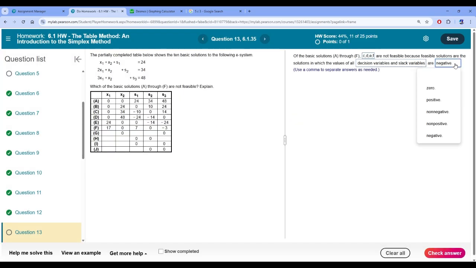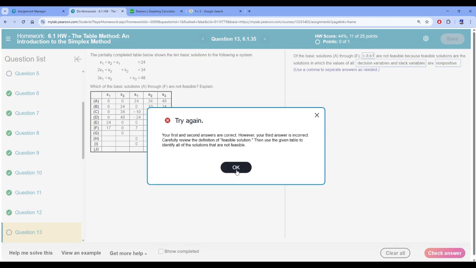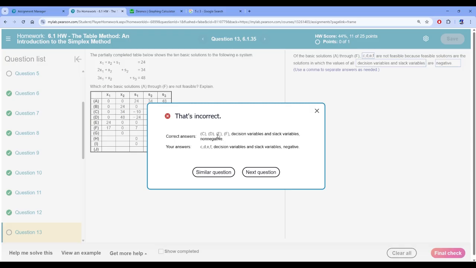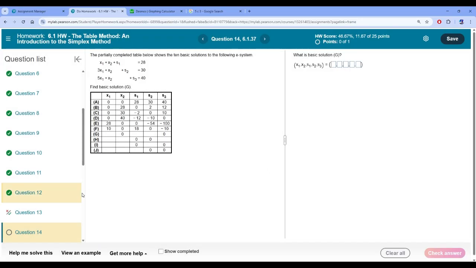Are non-negative, are non-positive. I think it's negative. C, D, E, F, because the decision variables are negative. Oh, are not feasible, because feasible solutions are the solutions in which the variables are not negative. Ah, you dummy. All right, we got that one, right?